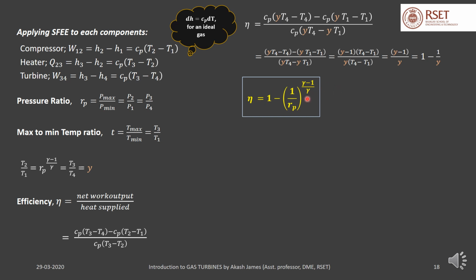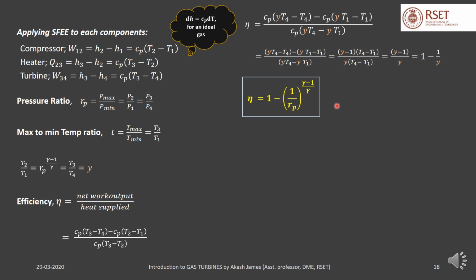Now this is possible for a closed cycle. It is not possible for an open cycle. And for an open cycle, the working fluid is always going to be air, where gamma is 1.4.